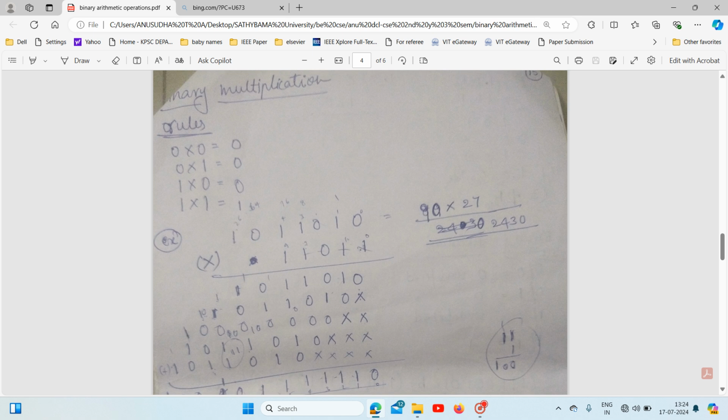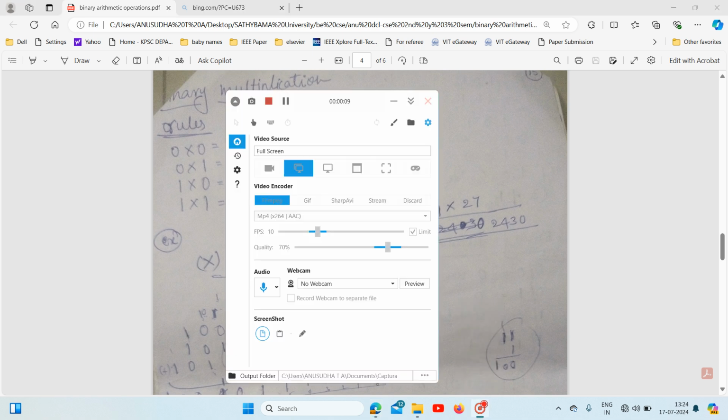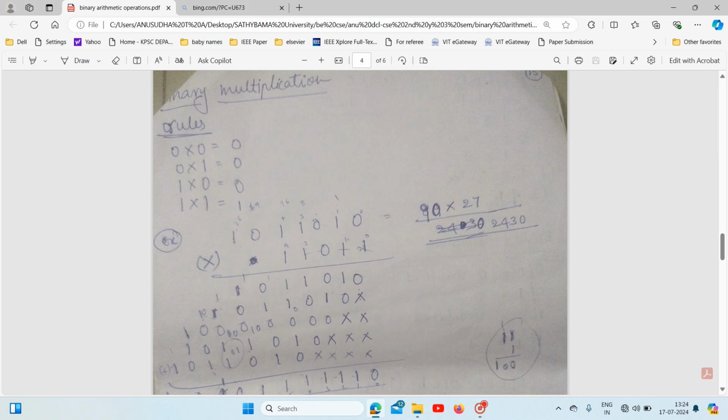Hi students, in this video we are going to discuss how to do binary multiplication. Before going to do binary multiplication, first we have to know the rules. So these are the rules.